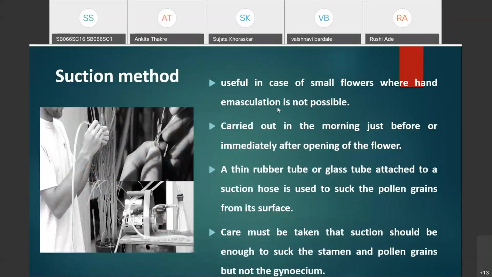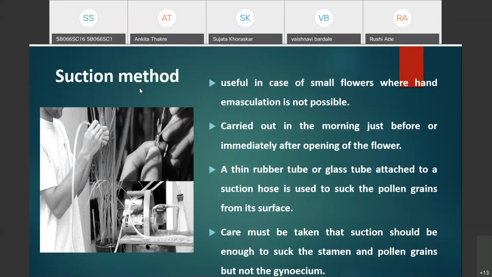Okay, then the second method which is used for emasculation is the suction method. The hand emasculation method we just discussed cannot be used in small-sized flowers, and therefore another method was discovered, and this is called the suction method. It is useful in case of small flowers where hand emasculation is not possible. Generally the process is carried out in the morning just before or immediately after opening of the flower.